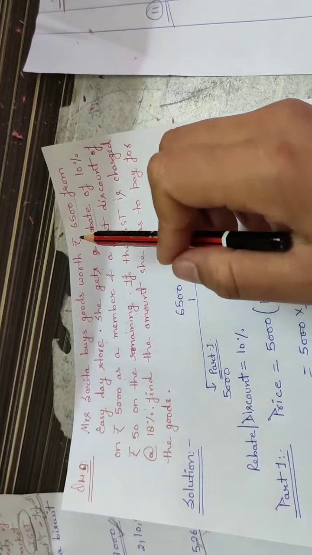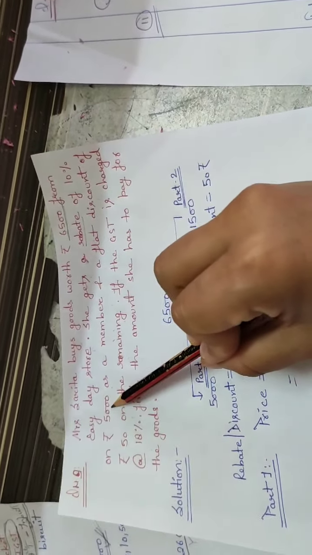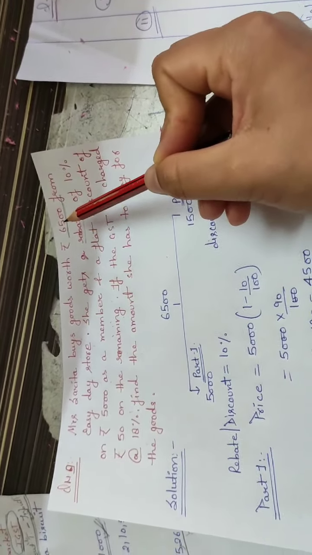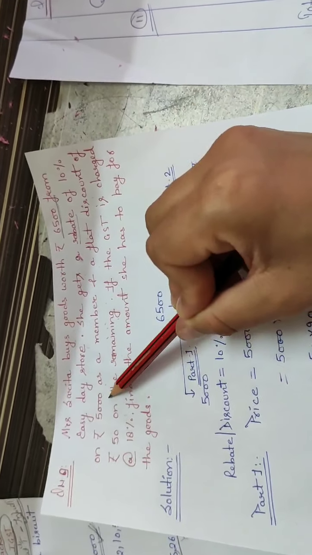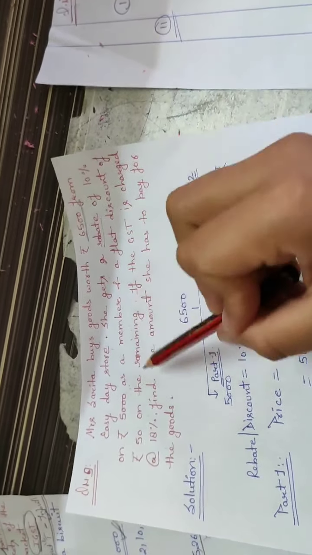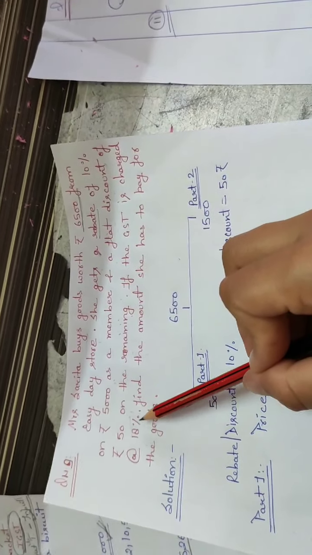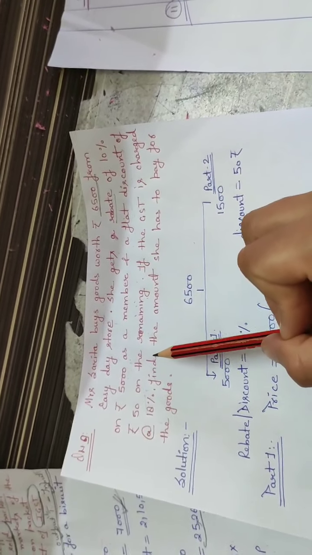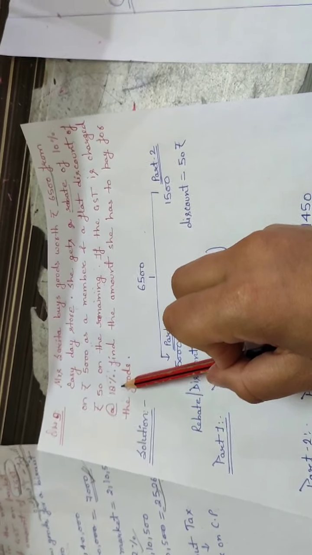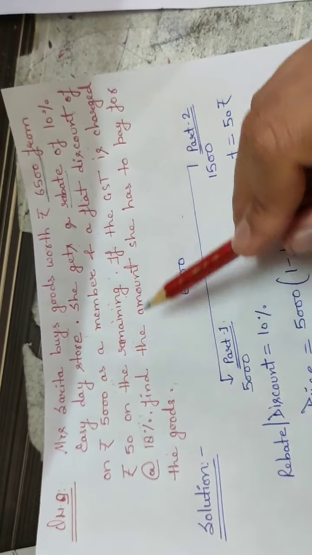It means the shopkeeper divided 6,500 into two parts. One is 5,000 because of a member, and the remaining part you can find by 6,500 minus 5,000, and the remaining will be 1,500, and for 1,500 the flat discount is rupees 50. Clear? If the GST is charged at 18%, you have to find the amount she has to pay for the goods.